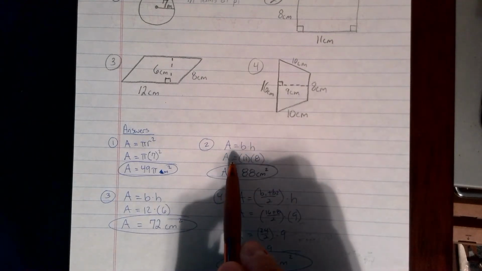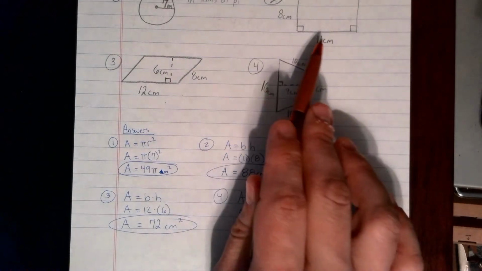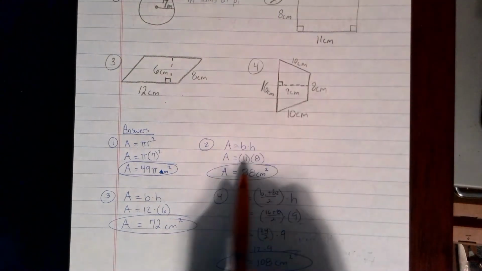2, a rectangle, your favorite one, I'm sure. It's just base times height. No confusion. 11, 8, base and height, boom, 88.